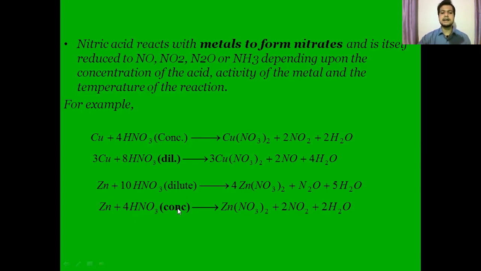Similarly, when zinc reacts with concentrated nitric acid, it gives you metal nitrate, zinc nitrate, no doubt, but it gives you nitrogen dioxide. So the nitric acid is reduced to which form, that depends upon what kind of metal you are reacting with and what is the condition in which the nitric acid is reacting with metal. But remember that the metal will always be converting into its nitrate form. So these are some of the examples of how nitric acid reacts with metal.